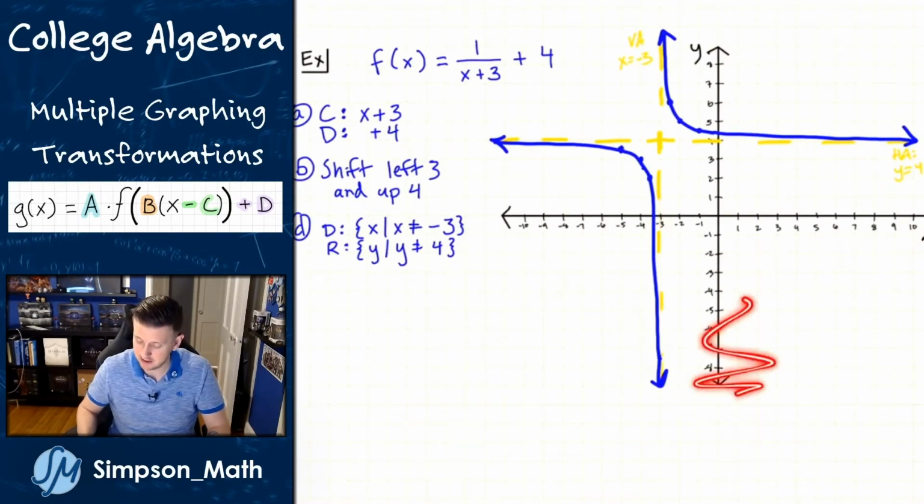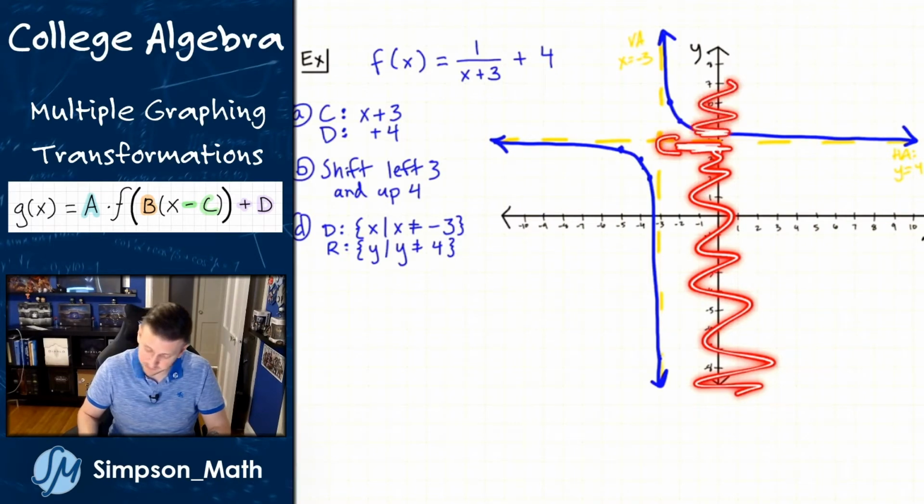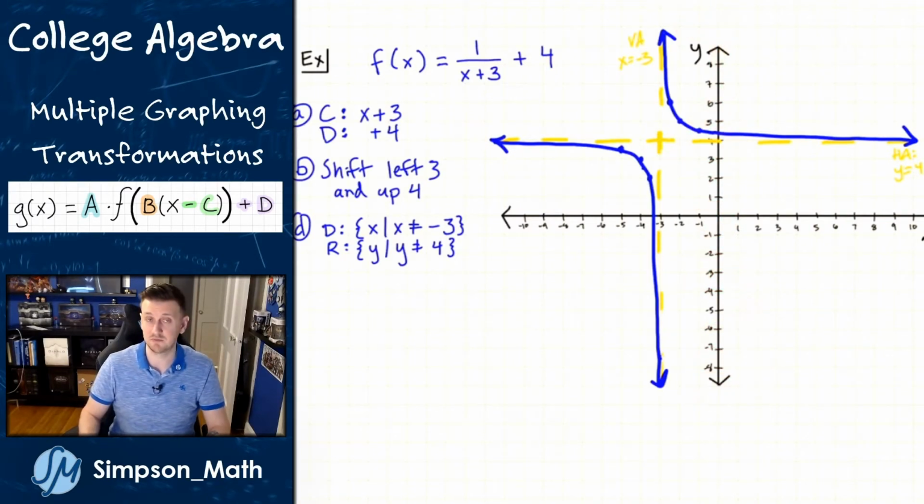What about the y's? It's all numbers, just not hop over 4 and all the way up. So it's all numbers, just not 4. So y is not equal to 4.